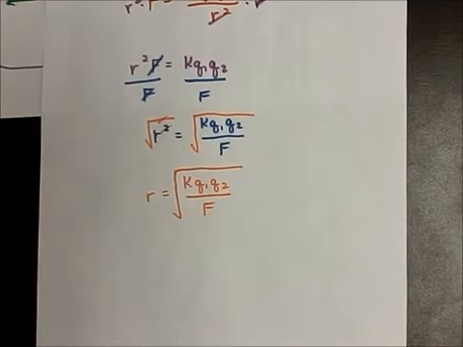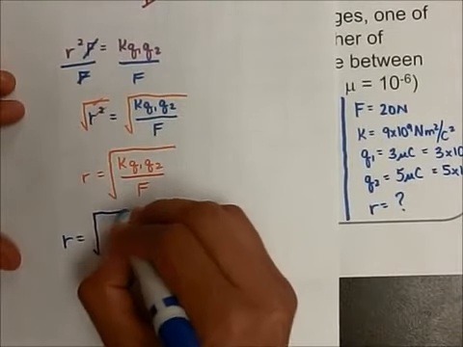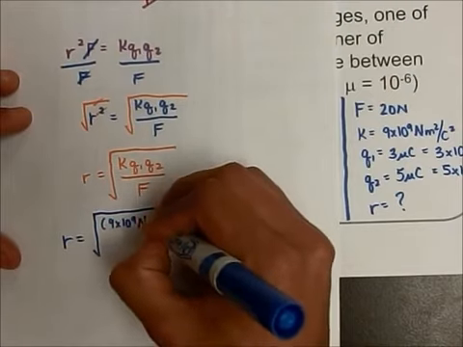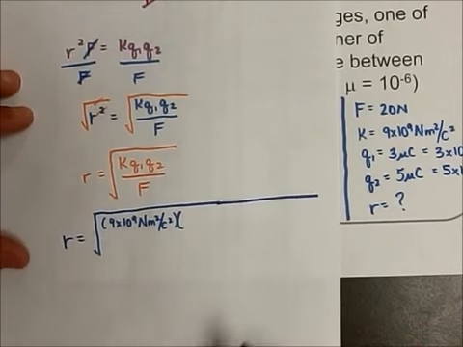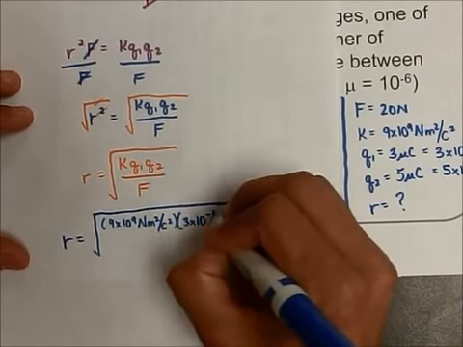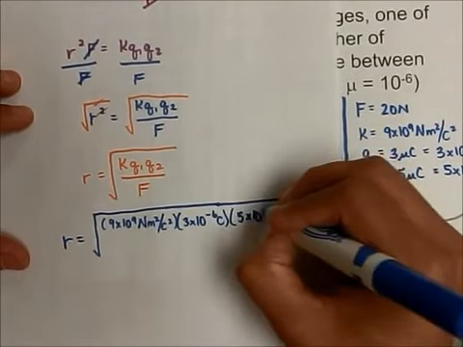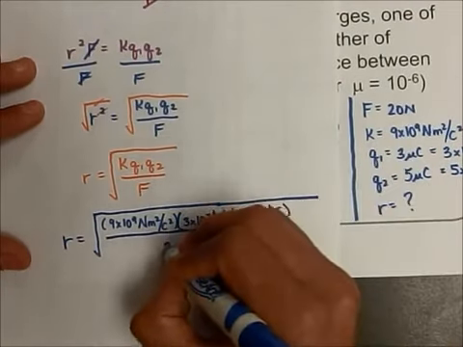So there's my equation that I'm going to use to solve this problem. Now I can take my values, plug them in, and solve. Here we go. R equals the square root of 9 times 10 to the 9th Newton meters squared per Coulomb squared, times Q1, which is 3 times 10 to the negative 6 coulombs, times Q2, which is 5 times 10 to the negative 6 coulombs, divided by 20 newtons.